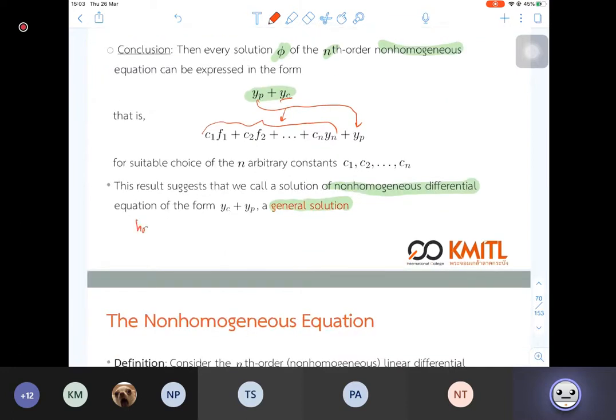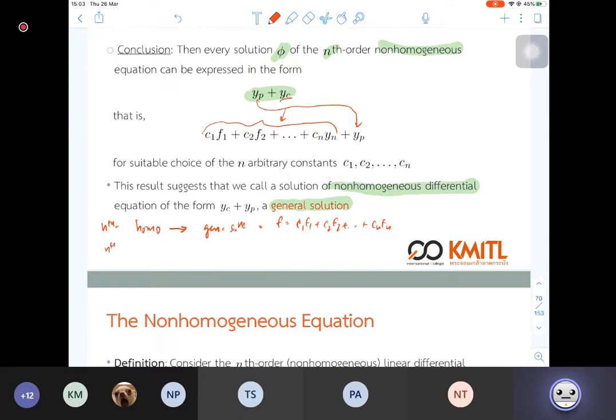Before, we have homogeneous, right? And our general solution would be, let's say, F equal to C1 F1 plus C2 F2 and so on plus CnFn. This is nth order, right?